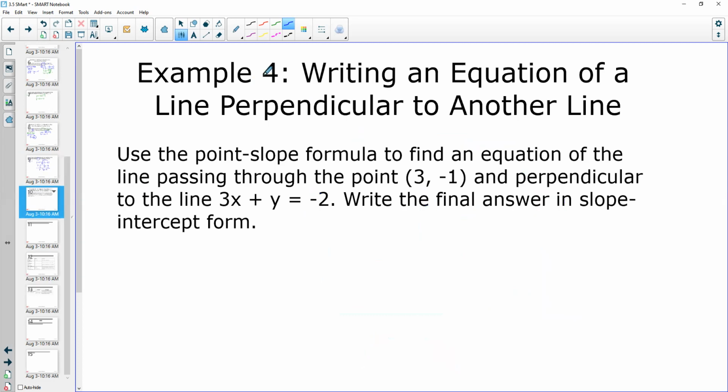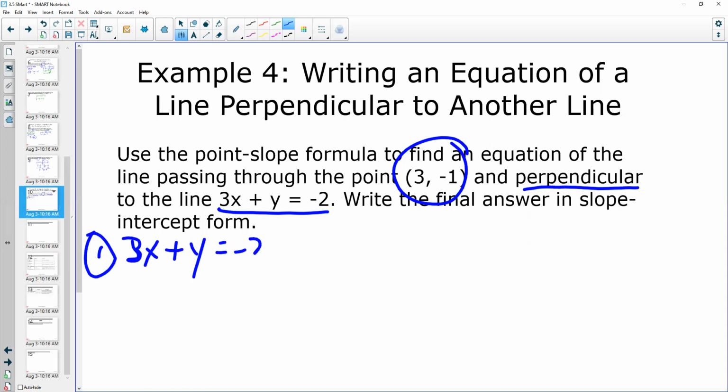All right. One step further here, okay? So now this one says, use the point slope formula to find the equation of a line through the point, we're given a point, and perpendicular to this line. The thing I need to notice about this line, it is not in y equals mx plus b format. So before I can take the slope out of it, and excuse the squeaking, we have a puppy. Before I can take the slope out of it, I have to put this in the right format. So I'm going to first transform my equation. So I have 3x plus y equals negative 2. I'm going to subtract the 3x from both sides.